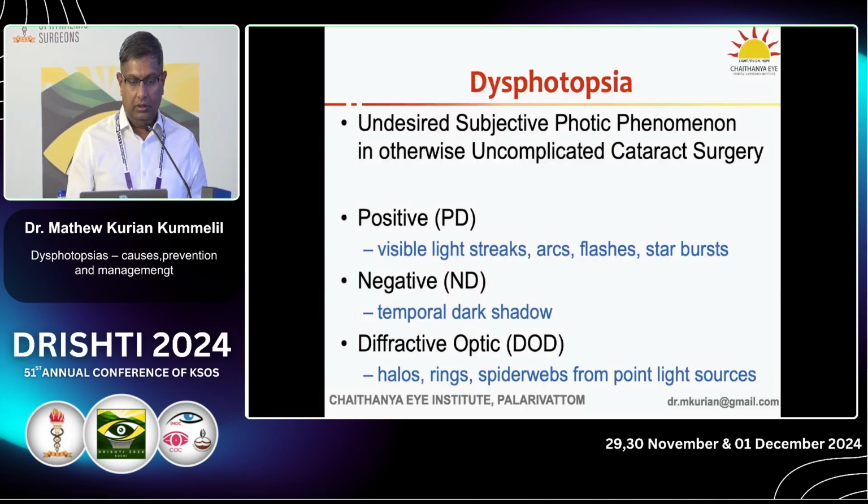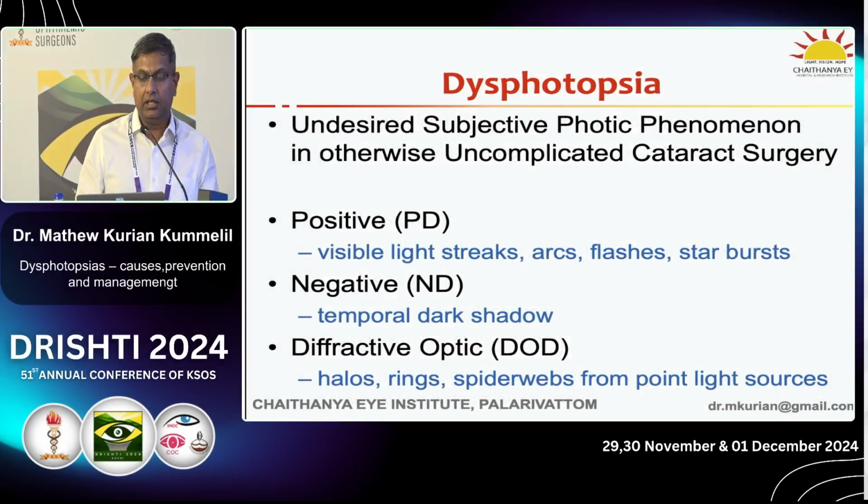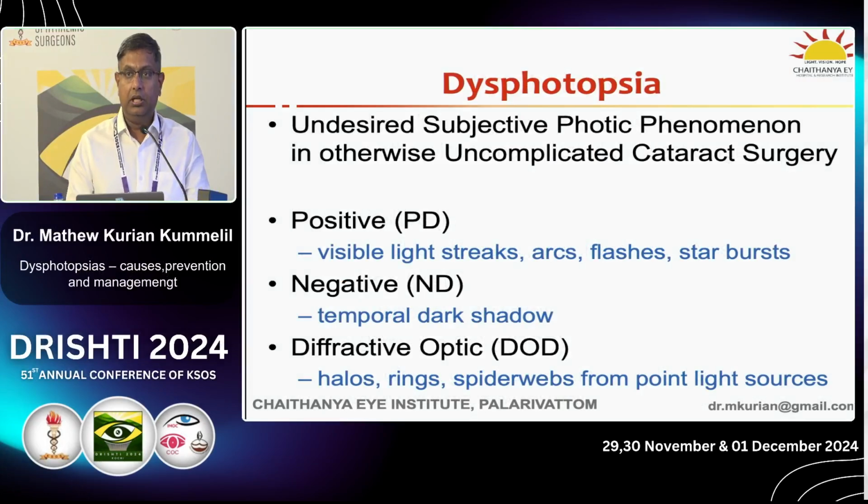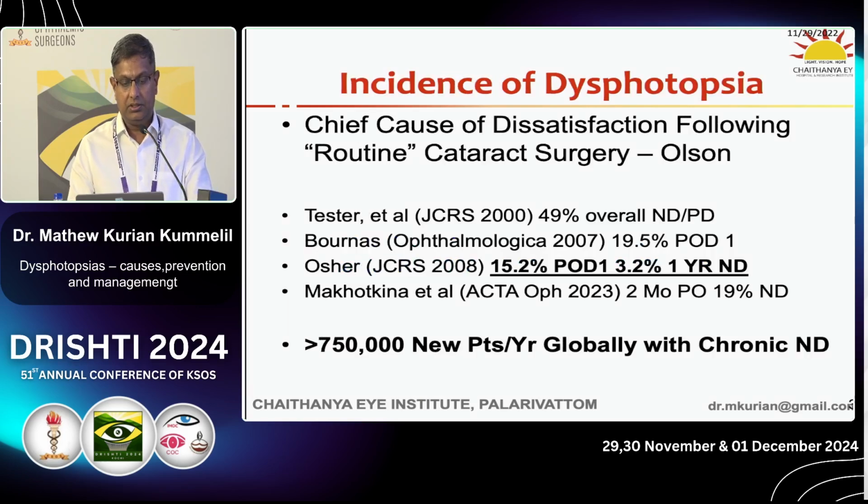Thank you, Sony. So what is dysphotopsia? It is basically an undesirable subjective photic phenomenon in an otherwise uncomplicated cataract surgery. It can be positive, negative, or diffractive optic related photic phenomena, and the incidence is almost 50%. The good news is that Osher has described that the incidence initially may be higher, but generally tends to reduce over time. So if you can just buy time in most of these patients with the lubricants, etc., you will be fine.